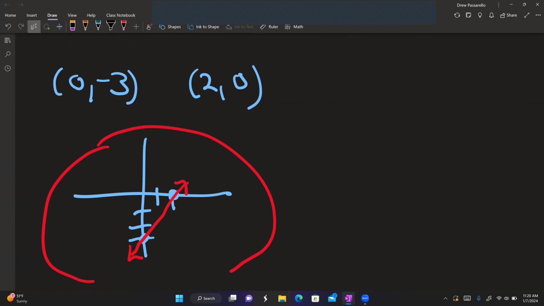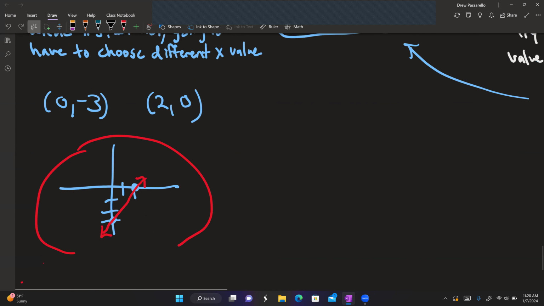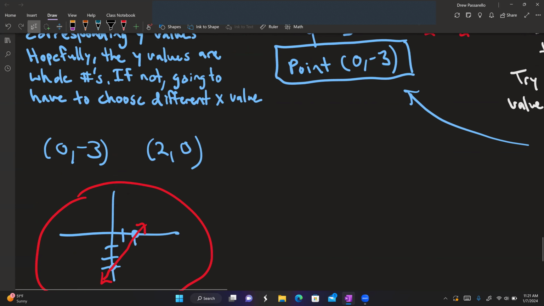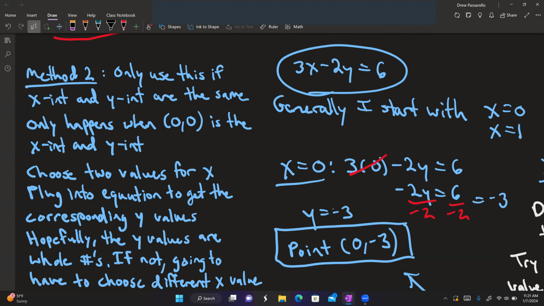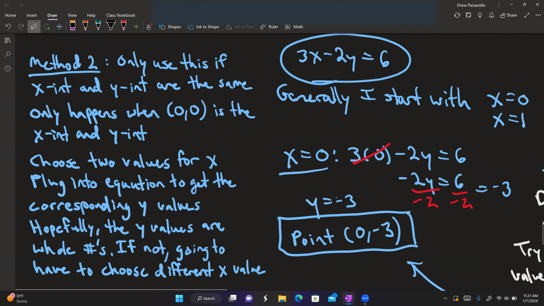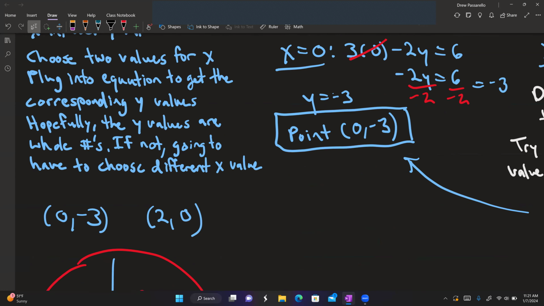All right, so I just wanted to show that this is a second method you could try, and I would only do this if the x-intercept and y-intercept are the same, but it's not in this case. The x-intercept and y-intercept are 2 different points. But you would do it in this fashion. You would choose 2 values for x, plug them into the equation to get the y values. Hopefully the y values are whole numbers, and if not, you have to choose a different x value.